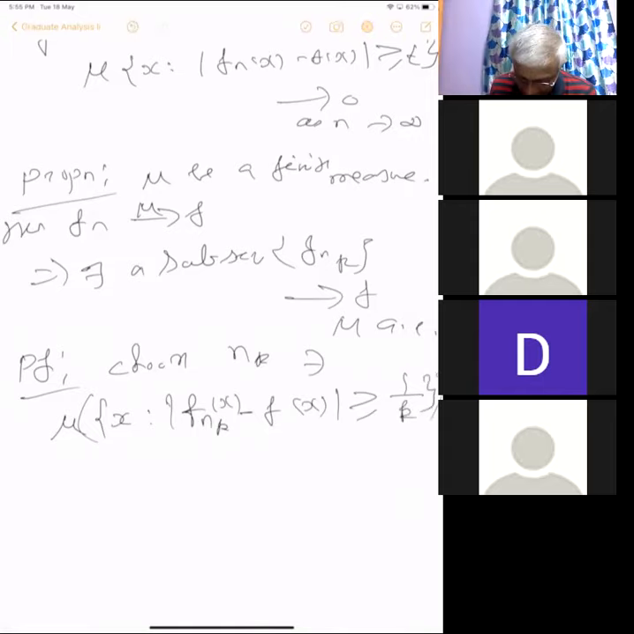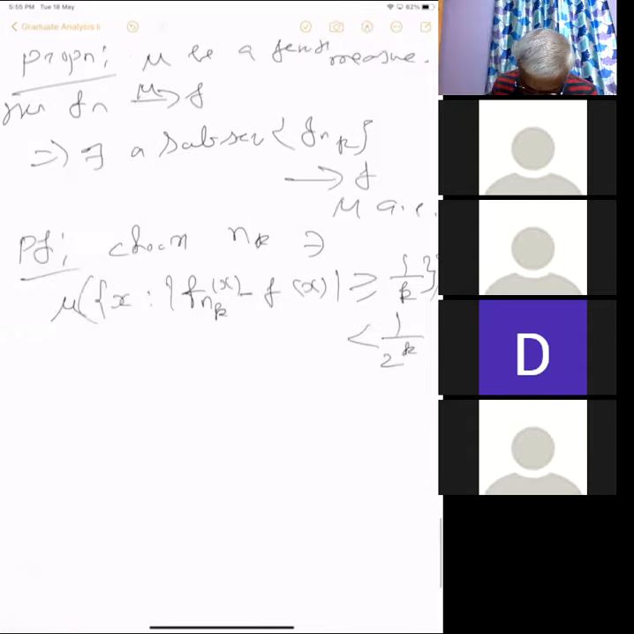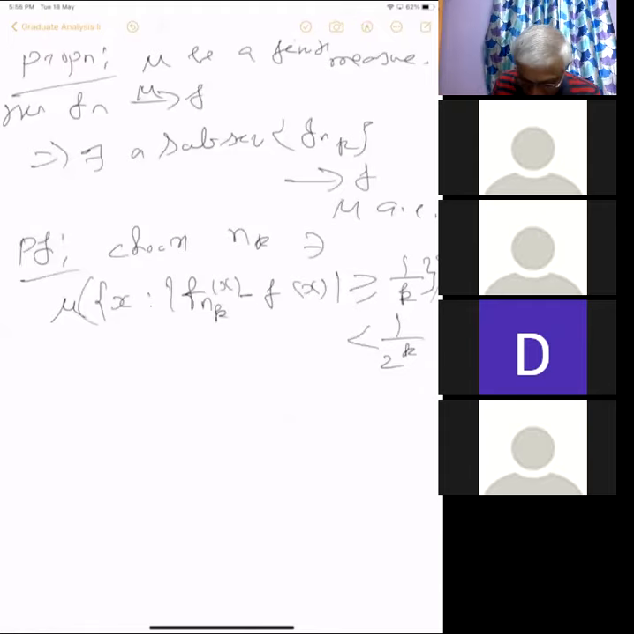If you fix a k and write n here, then this goes to 0. So I want to choose an nk such that this is less than or equal to 1 by 2 power k. This is possible because it converges in measure. And we want to prove that this fnk is the sequence which converges almost everywhere.